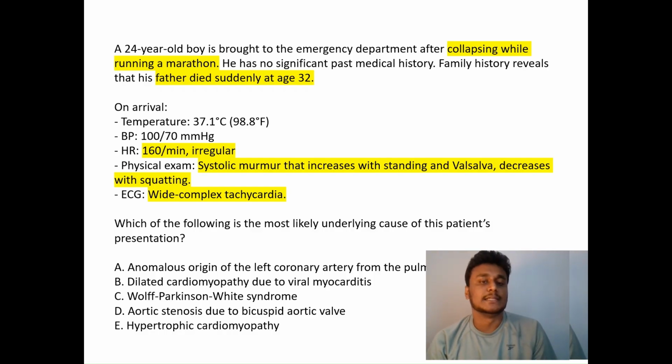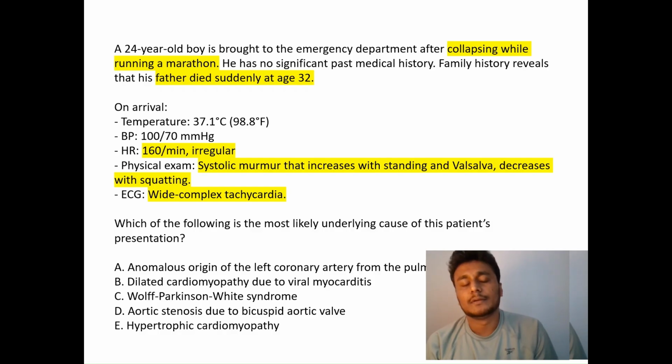Patient's heart rate was 160 per minute and it was irregular. Also something to be noted. And then there is a systolic murmur that increases with standing and Valsalva, decreases with squatting. This is a very important aspect and a very important learning point for you as well. This is a systolic murmur to begin with, which means the murmur is happening when the blood is exiting the heart. And then the intensity of the murmur is increasing when the patient is standing, and it is decreasing when the patient is squatting. And the intensity of the murmur is further increasing with Valsalva maneuver.